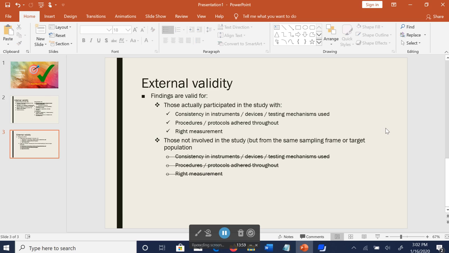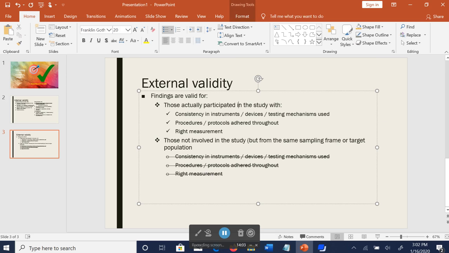So, to attain external validity, these two conditions have to be met. The results have to be valid for those who actually participated in our study, given these criteria being met. And the results also have to be valid for those who are not being selected into our sample, and these criteria are not met.